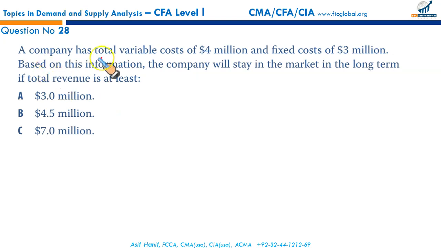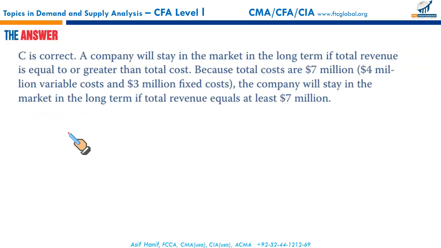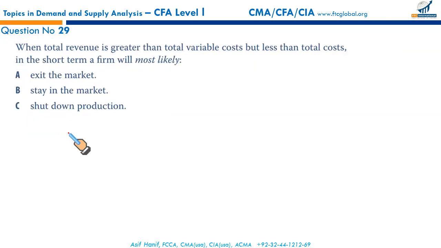Next, a company has total variable cost of 4 million and fixed cost of 3 million. Variable 4, fixed 3. Based on this information, the company will stay in the market in the long run if you are able to cover not only your variable cost but also your fixed cost. Your revenue has to be at least 7 million in order to cover both your fixed as well as the variable cost. So that makes C the correct option.